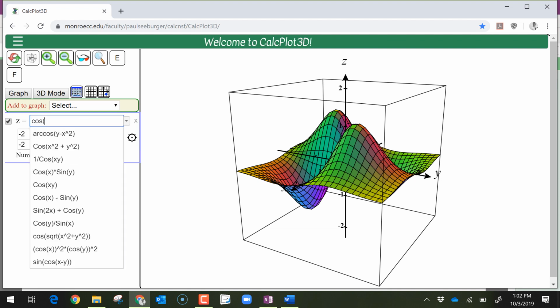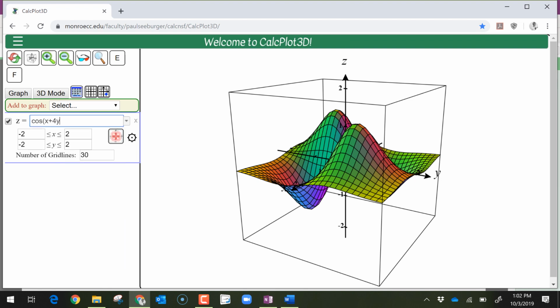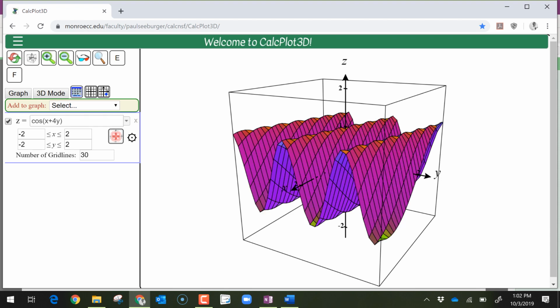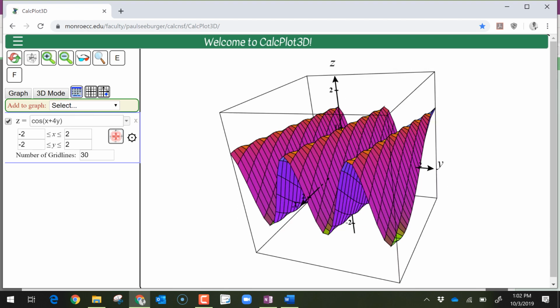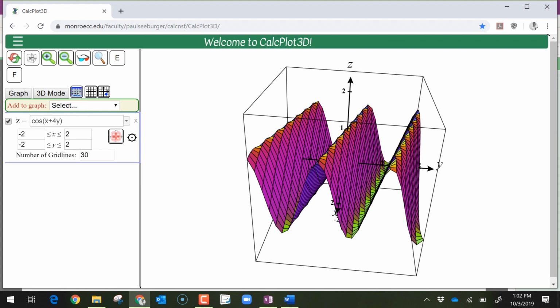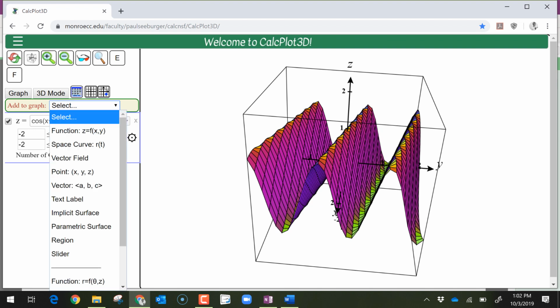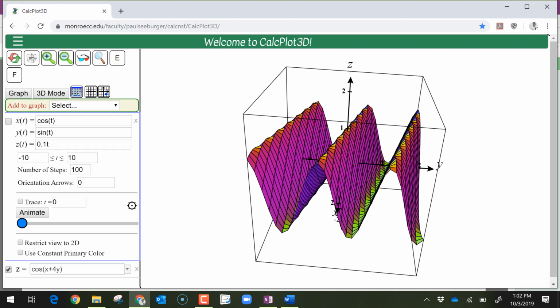So we have a cosine of x plus 4y. Okay. I have a feeling that this is probably going to be tough to visualize. Now, a space curve is a curve in 3 dimensions. What can I do to try to draw a curve in 2 dimensions?